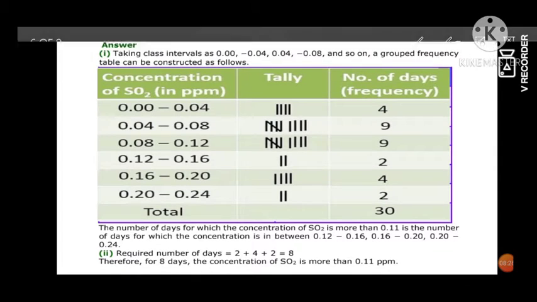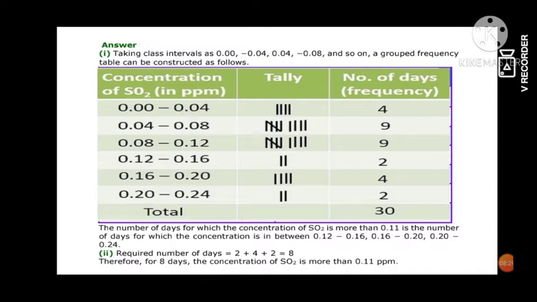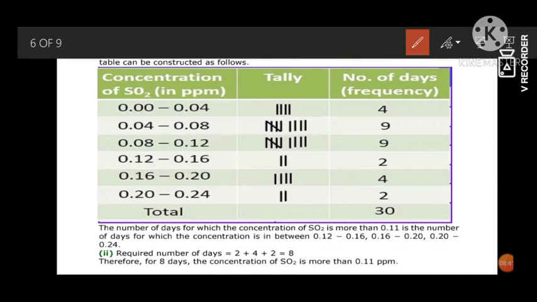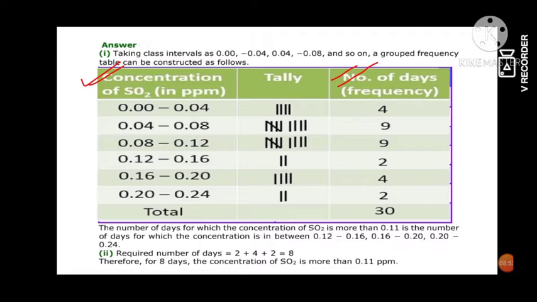So this is our answer. Taking the interval from 0.00 to 0.04, then the next interval is 0.04 to 0.08 and so on. So this is our grouped frequency distribution table. The first is the concentration of SO2, next is our tally, and the last is number of days. So let us see from the question how many days we get from 0.00 to 0.04. That means we will consider 0.00, 0.01, 0.02, 0.03. We will not consider 0.04.